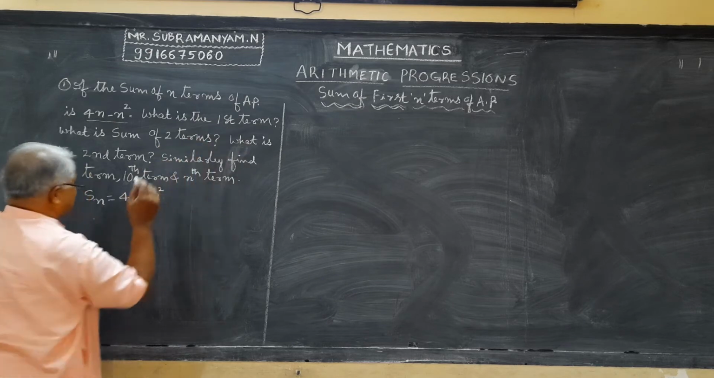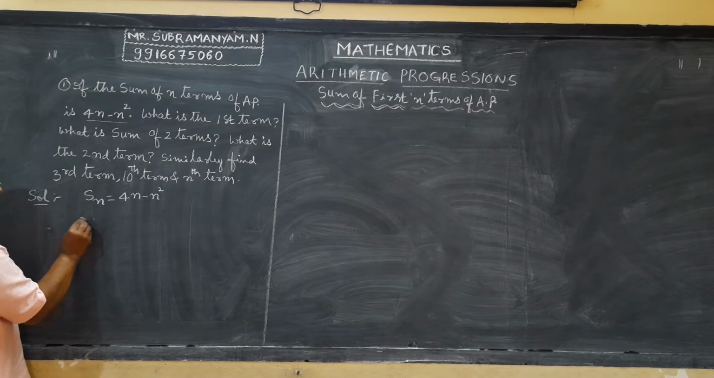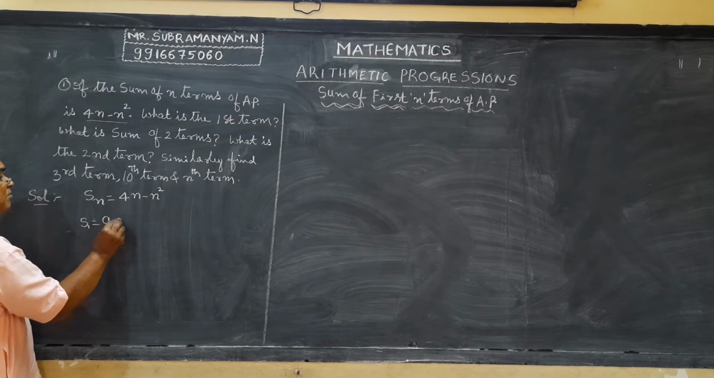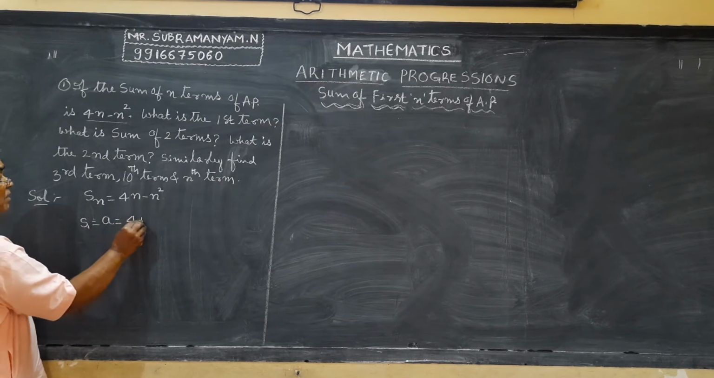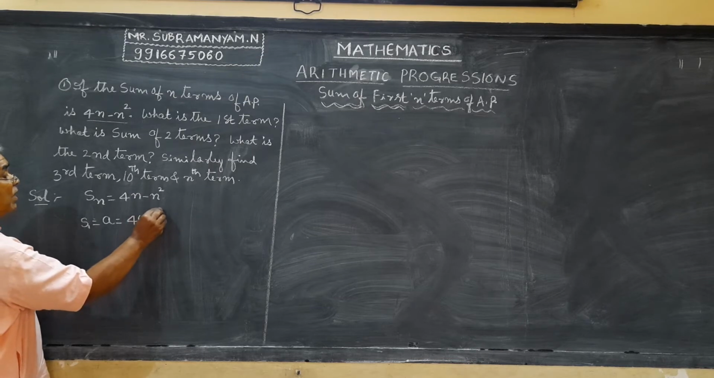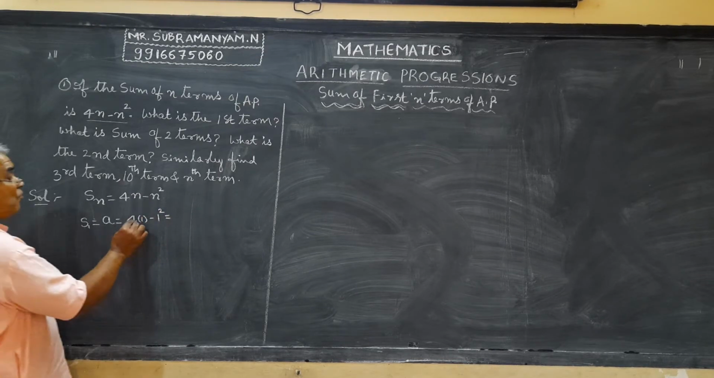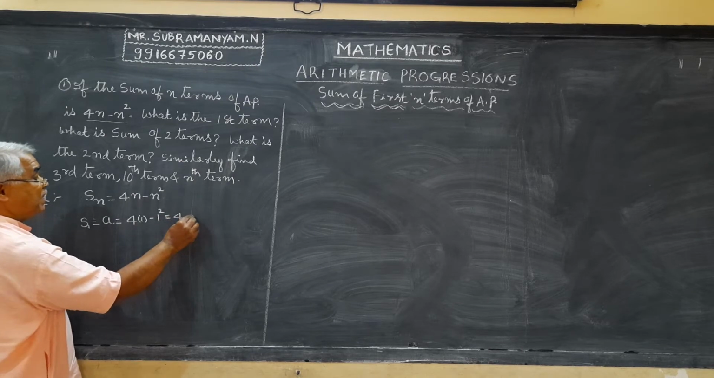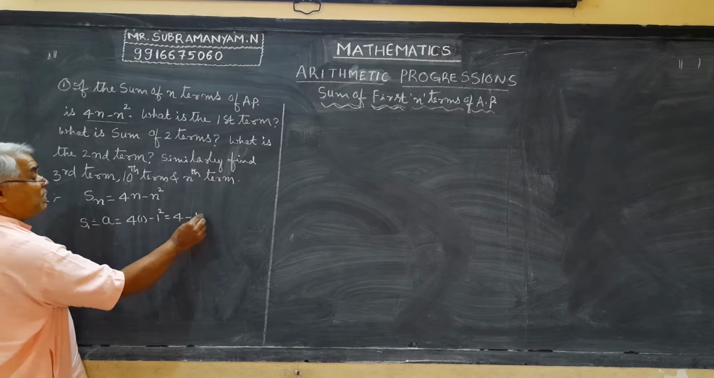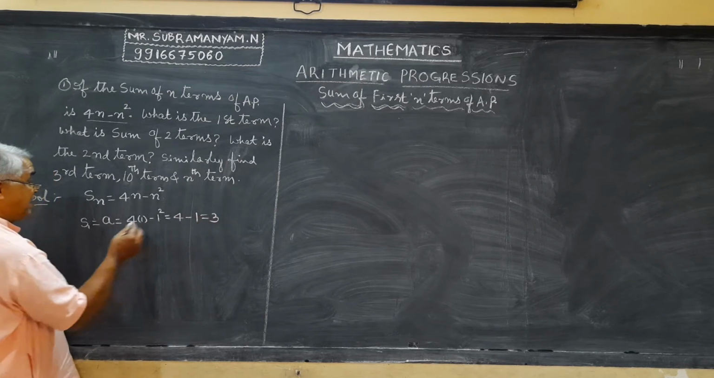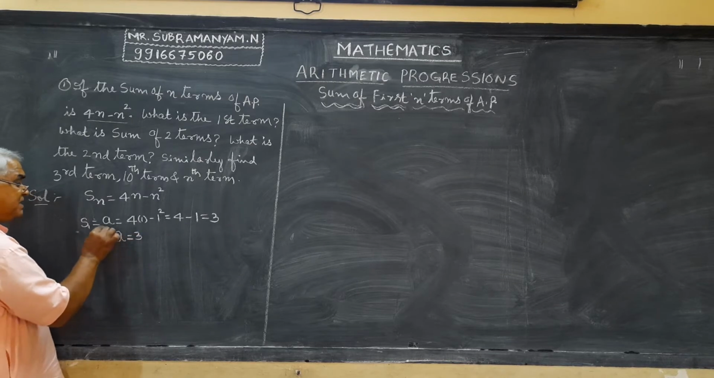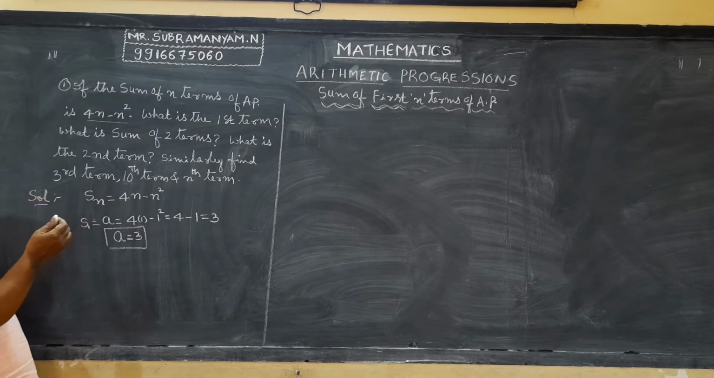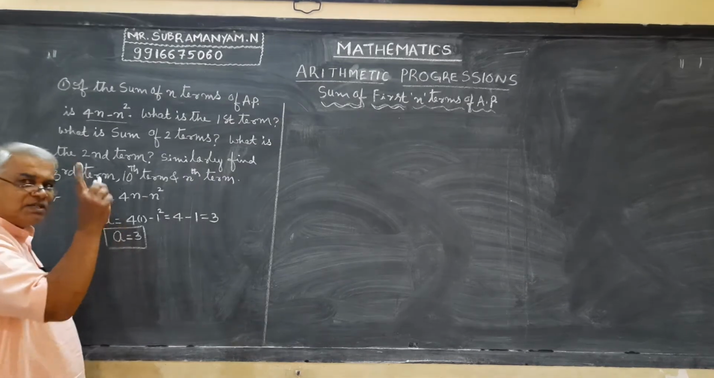Now, we want the first term. The first term is nothing but the sum to one term. Okay, that means 4, n value is 1. 4 into 1 minus 1 square: 4 ones are 4, minus 1 square is 1. 4 minus 1 equal to 3. That means the first term is 3. This is nothing but the sum of one term. Sum of one term is the same as the first term.